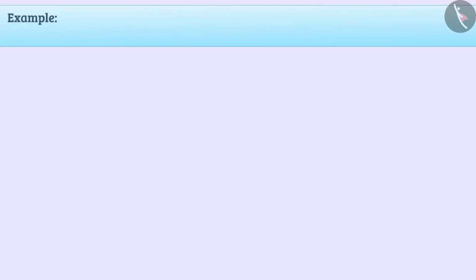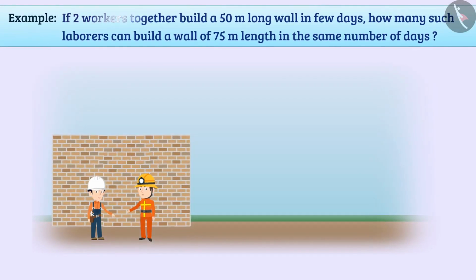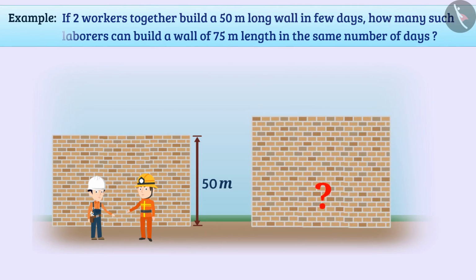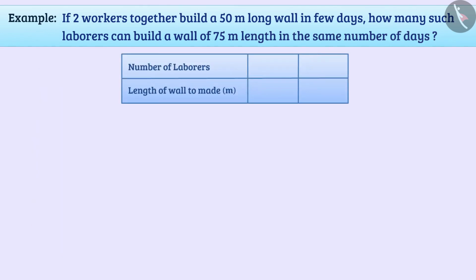Let's see the next example. If two workers together build a 50-meter long wall in a few days, how many such laborers can build a wall of 75-meter length in the same number of days? Here, when the number of laborers is 2, then the wall length is 50 meter. We have to find the number of laborers so that a wall of 75 meter length can be made in the same number of days. Let's say that X laborers make a 75 meter long wall.